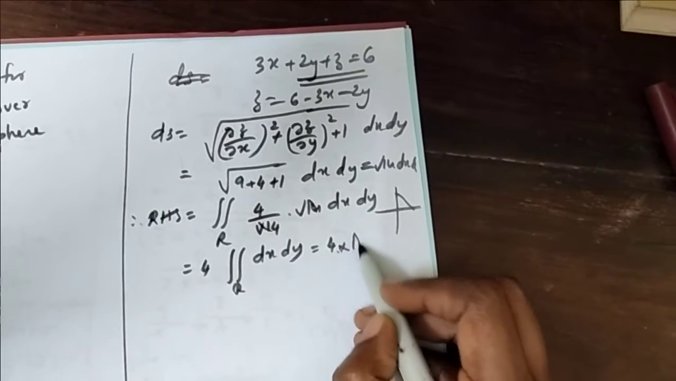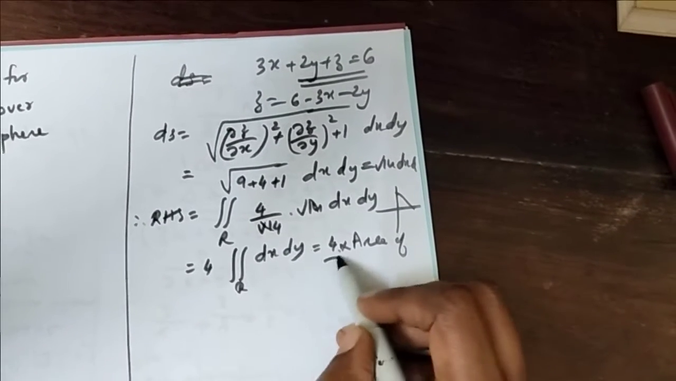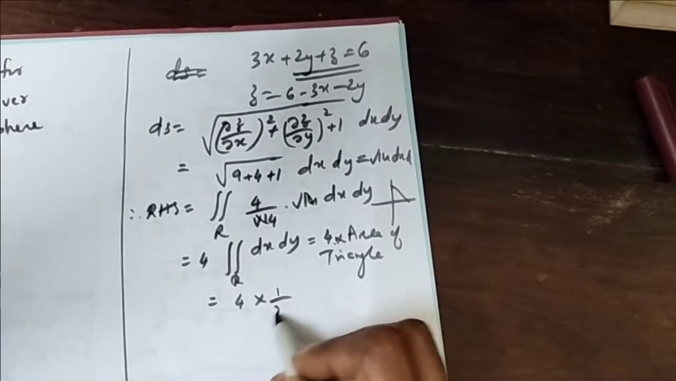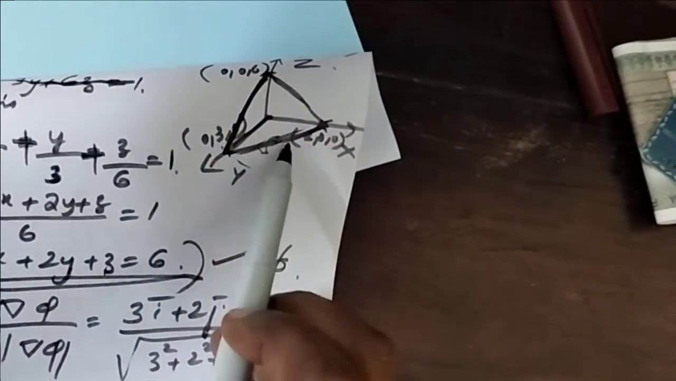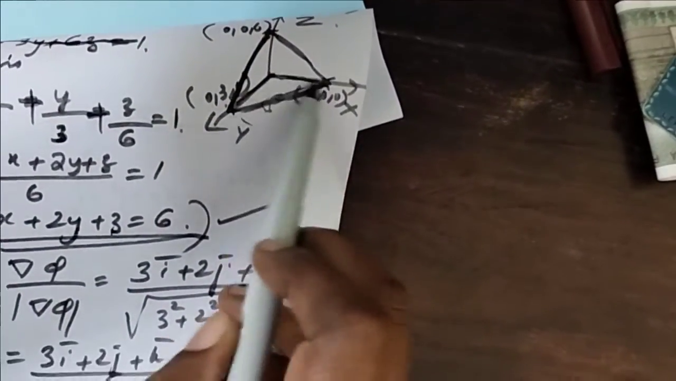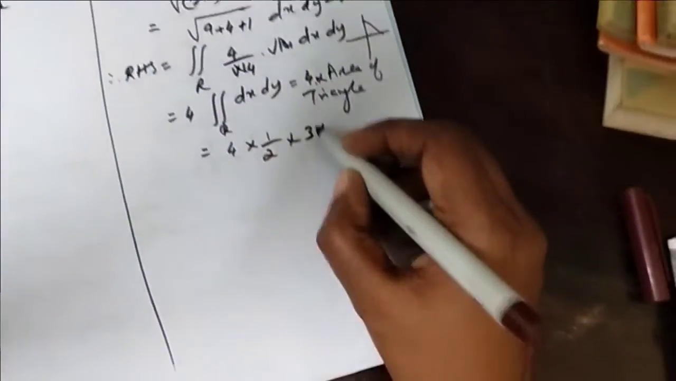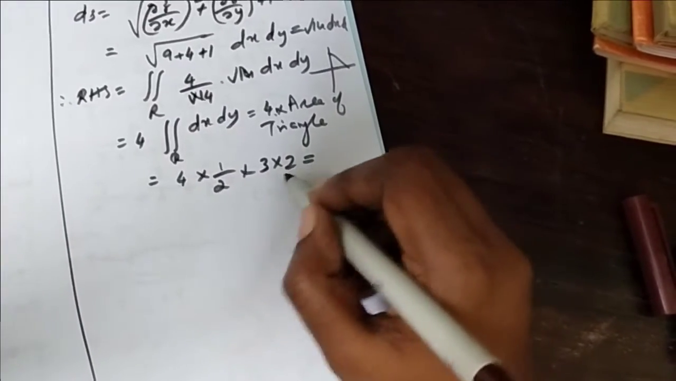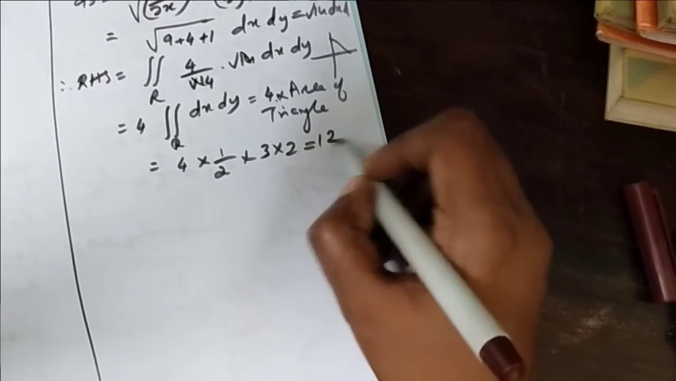Okay, 4 into area of triangle. That is 4 into area of triangle, which is half BH. So which are the base and height? Here the base will be 2 and height will be 3 on the xy plane. So 3 into 2, which is equal to 12. Okay.